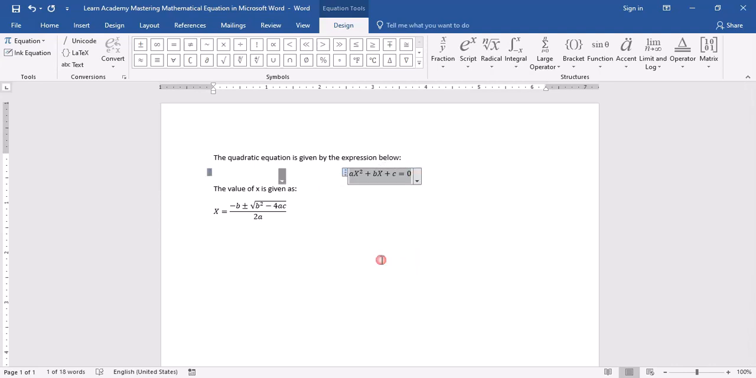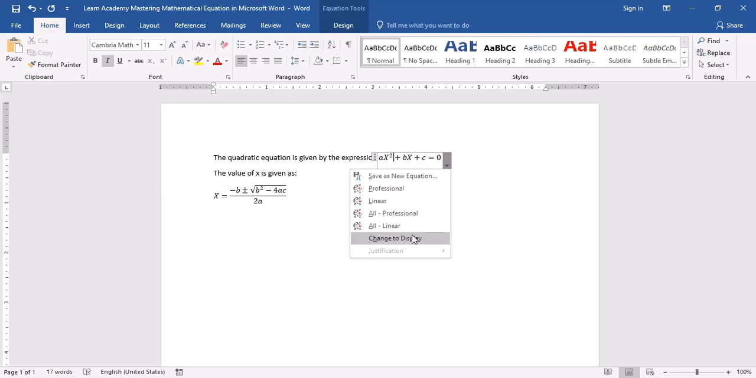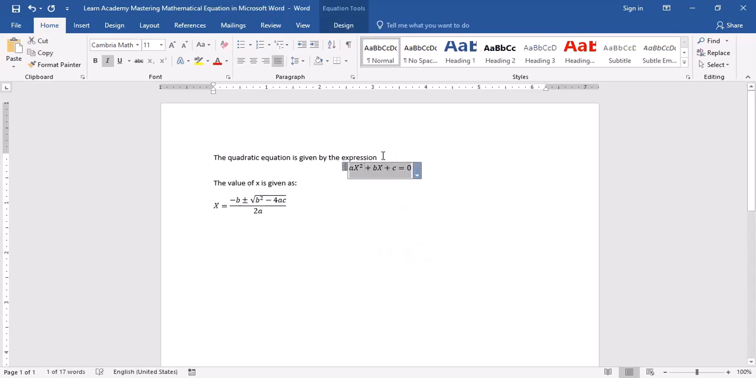So I click on change to inline. So the moment I click on change to inline, I can backspace it, you can see. So it makes it easy for me to simply type my equation along with my text. You can see, the quadratic equation is given by the expression this, instead of just taking another space in the next line. Now watch out, I can change it back to change to display. Once I change it to display, it moves automatically to the next line because it changes away from inline. So I guess you get that very well.